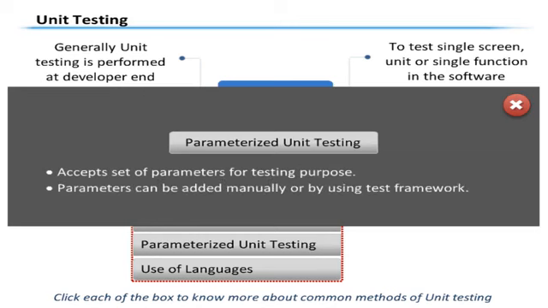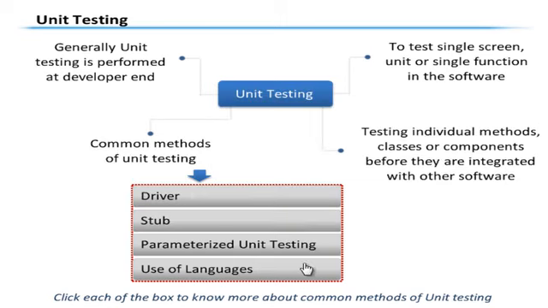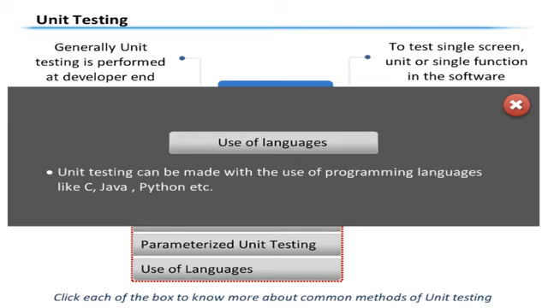Another approach is parameterized unit testing. It accepts sets of parameters for testing purposes. Parameters can be added manually or by using the test framework. Here's another one, the use of languages. Unit testing can be made with the use of programming languages like C, Java, Python, etc.